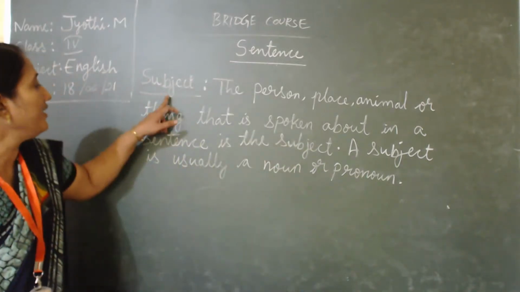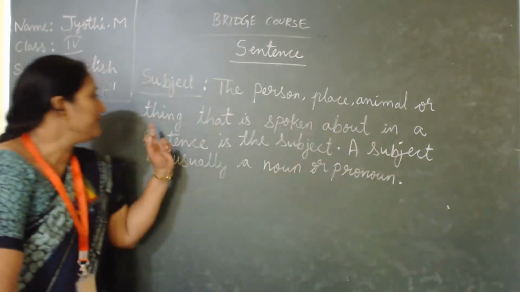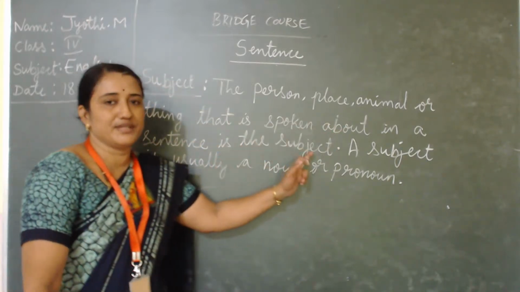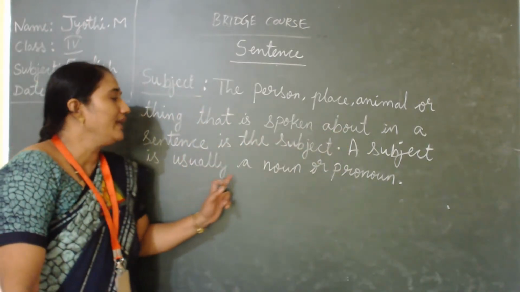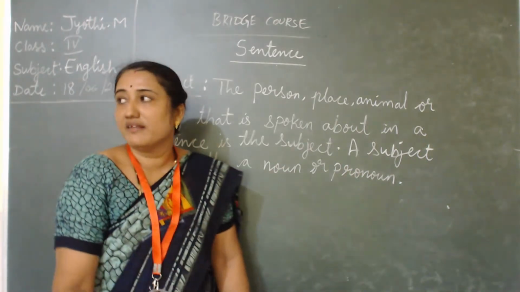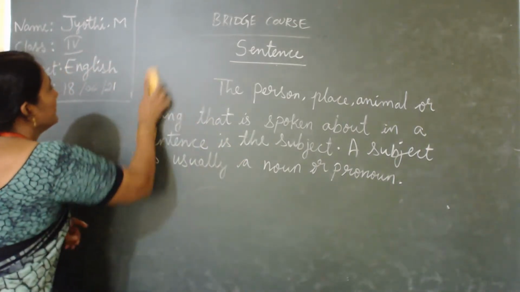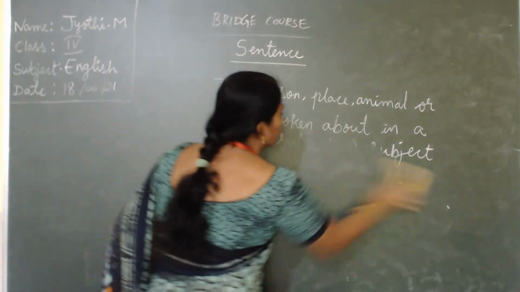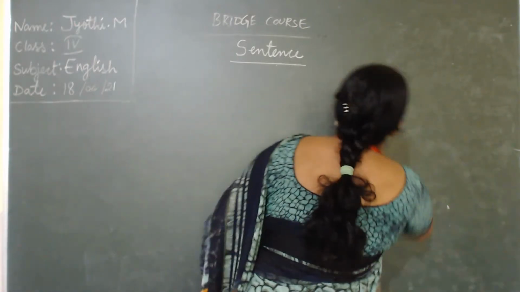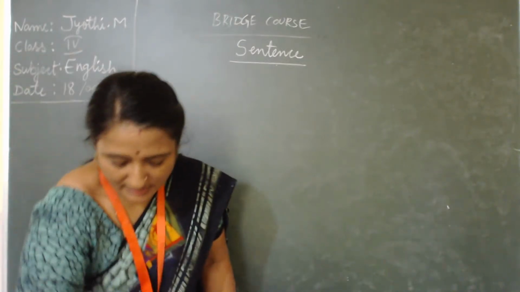Take down this, children. What is the subject? The person, place, animal or a thing that is spoken about in a sentence is the subject. A subject is usually a noun or pronoun. Yes, children? Now let us see what is the predicate. Let us see what is the predicate, children.